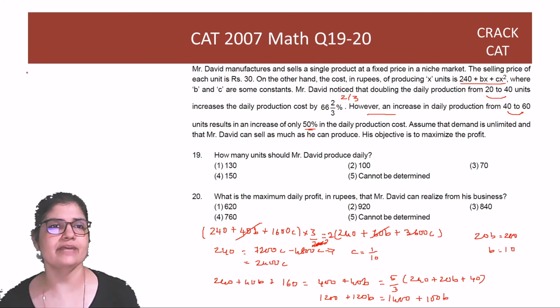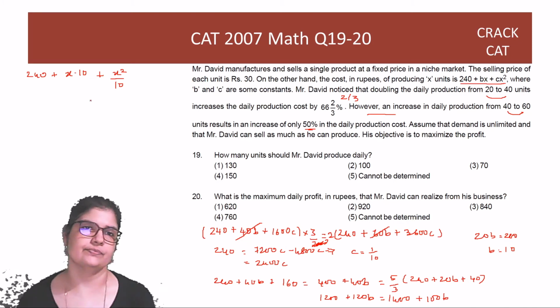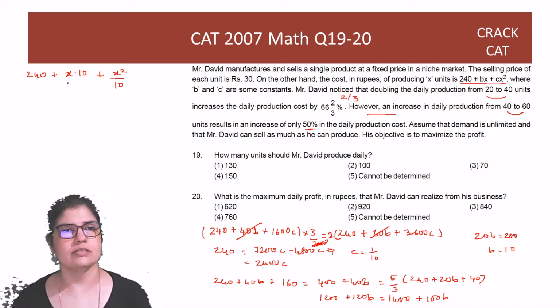So first of all, let's write the equation. It is 240, right, plus x into 10. B is 10, right, plus x square by 10 because C is 1 by 10. So this is your cost. Now what is your profit?